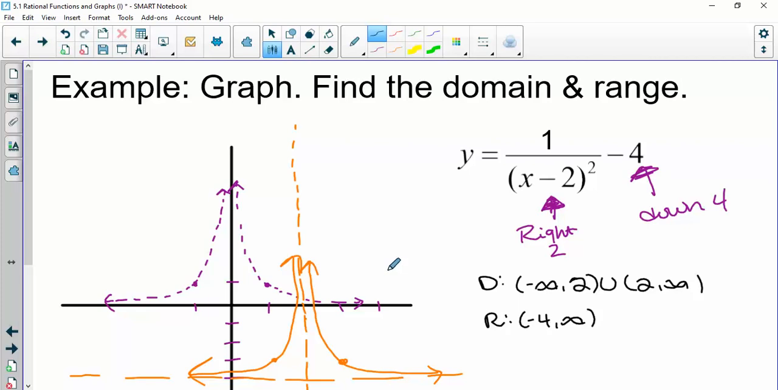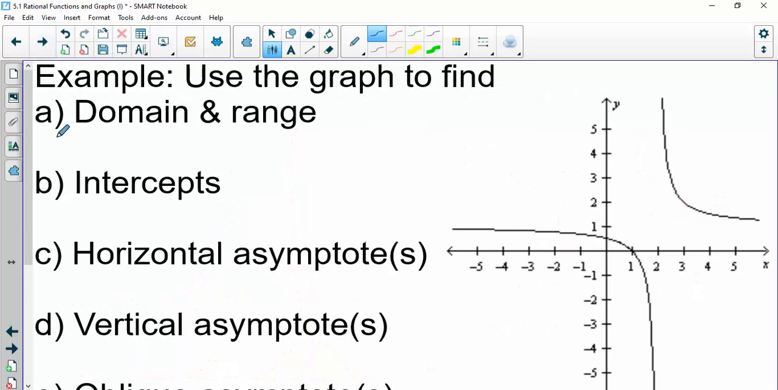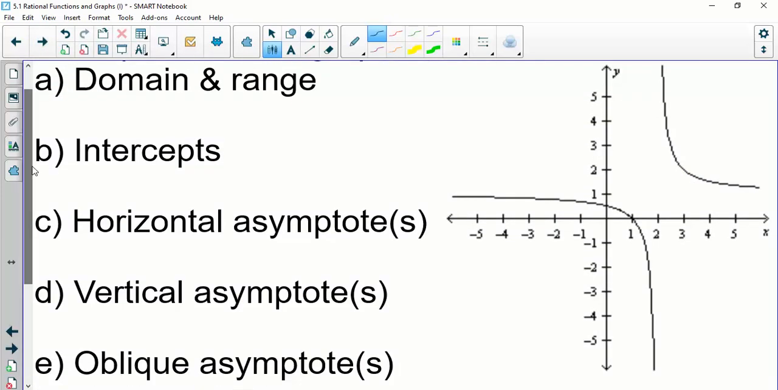I want you guys to try the next one. You're looking at the graph and trying to answer a few questions from that graph. Answer as many of them as you can. Might be helpful to figure out where the asymptotes are and draw those in.